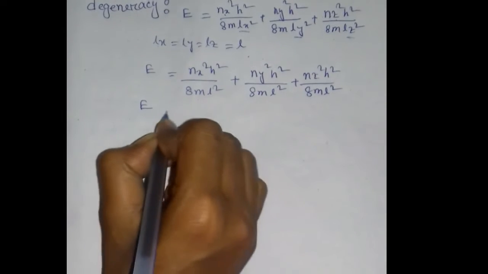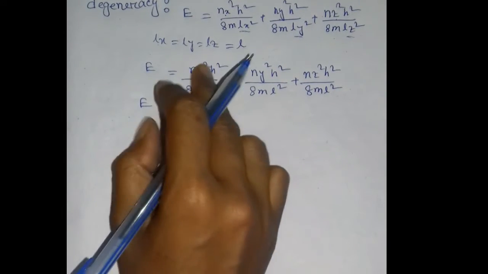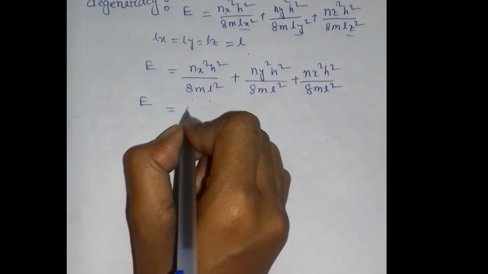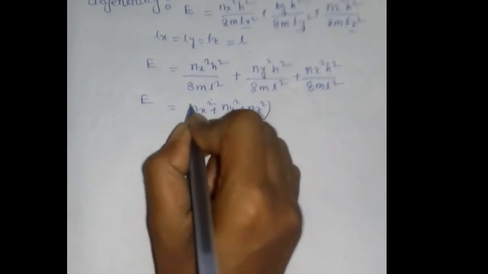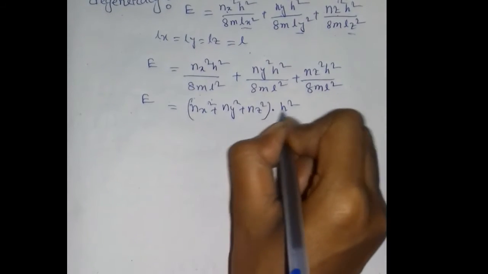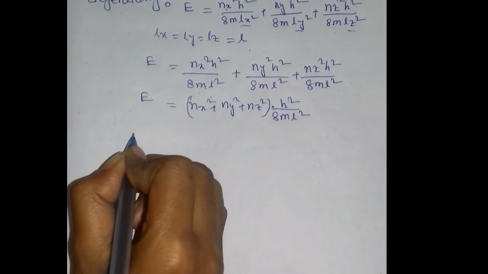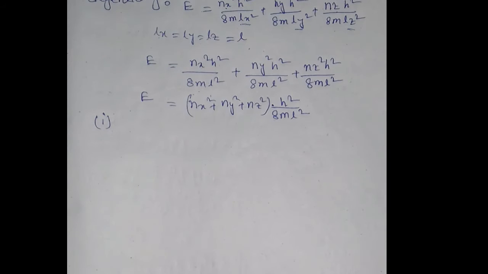Now if we take h square by 8m L square common from all these three terms, we get nx square plus ny square plus nz square, into h square by 8m L square. Then three cases will arise.